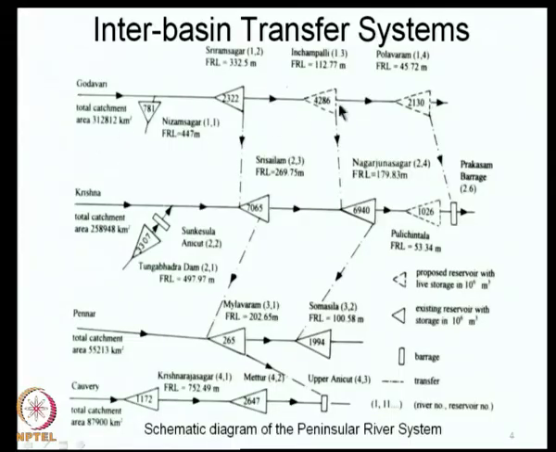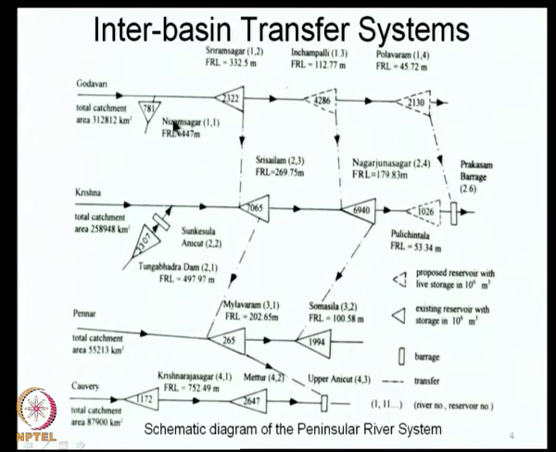As an example, we will take this proposed interlinking scheme, where you have 4 river basins: Godavari, Krishna, Pennar and Kaveri. These are the 4 river basins that we have, and there are a large number of reservoirs. Some of them may be proposed reservoirs, some of them may be existing reservoirs. Here the continuous line triangles indicate existing reservoirs, the dotted line triangles indicate proposed reservoirs.